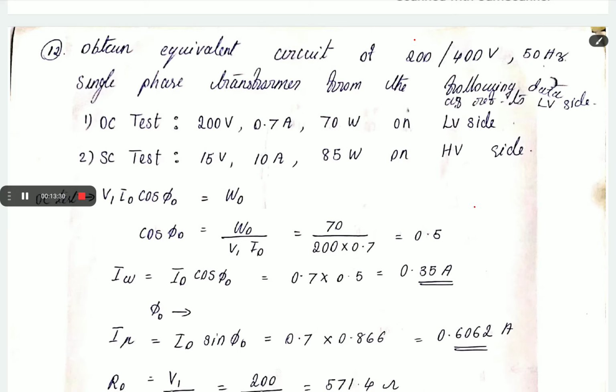Okay, so here all the parameters of SC test and OC test are given. OC test data is given, voltage, current and power on low voltage side, that means on primary side parameters are given, and SC test voltage, current and short circuit power on high voltage side, as referred to secondary, are given.